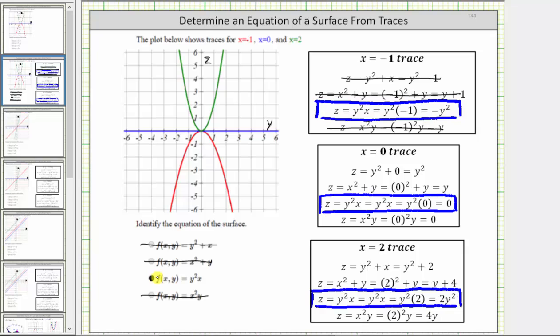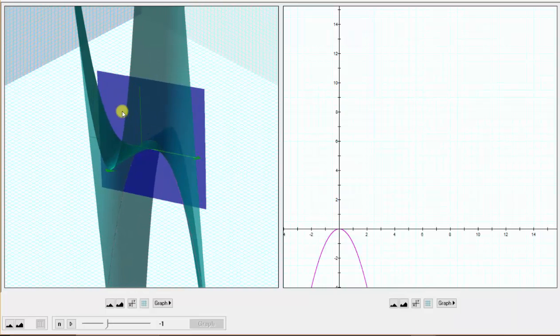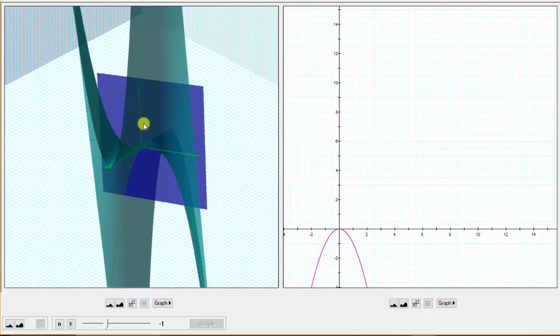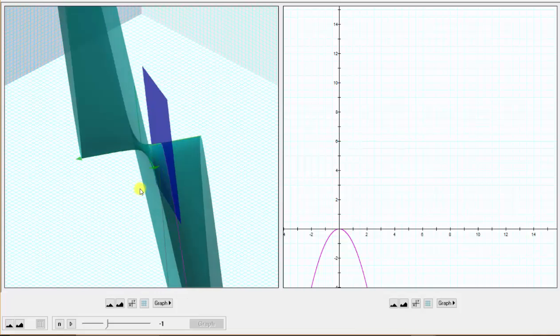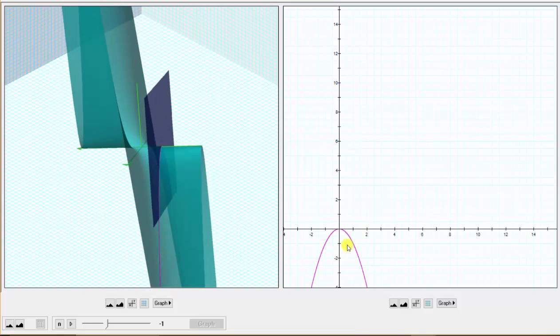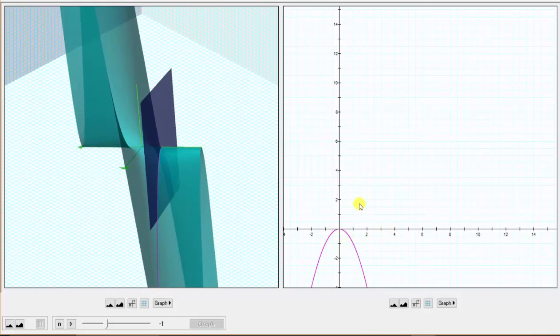Before we go, let's also look at this in 3 dimensions. The function f of x comma y equals y squared x is graphed here in green. This blue plane is x equals -1. Notice how when it cuts the surface, the intersection is a parabola that opens downward, which we can also see graphed here on the right in the yz plane.